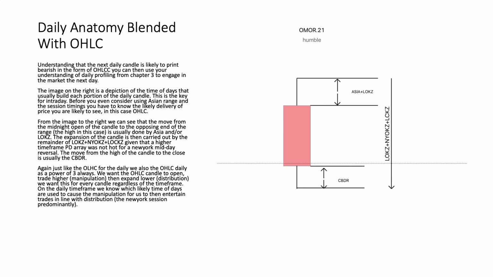Again, it's just like the bullish example. From the midnight open, you expect a Judas swing higher to make that opposing end of the range, which is usually Asia and the London Open. So midnight, Asia, London Open to make that Judas swing. And then the expansion of the candle from the high to the low is usually going to be the remaining part of your London Open kill zone, your New York Open kill zone, and your London close kill zone. And then again, that move back into the range to close the candle for the day is usually going to be your CBDR, right?